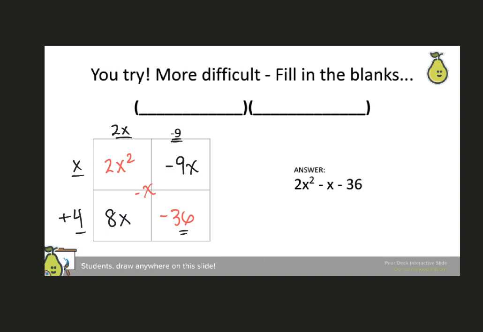So let's just make sure that that makes your middle term. Negative 9 plus 8 does give me negative 1. And checking everything else, 2x times x is 2x squared, negative 9 times x is negative 9x, 2x times 4 is 8x, and negative 9 times 4 is negative 36. So we know that that has to be the correct answer. So we know that our original problem is 2x minus 9 and x plus 4.